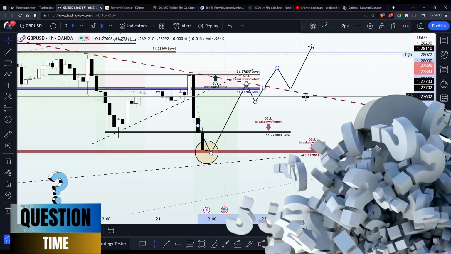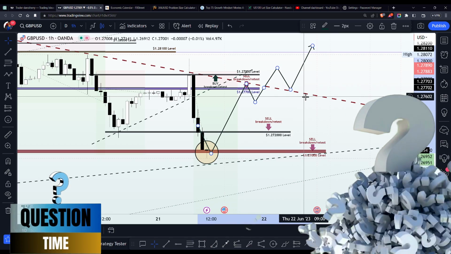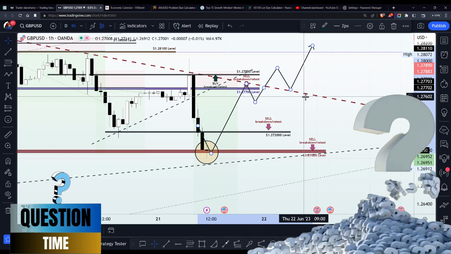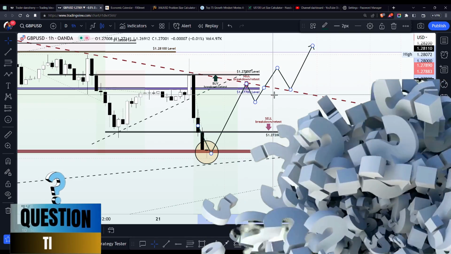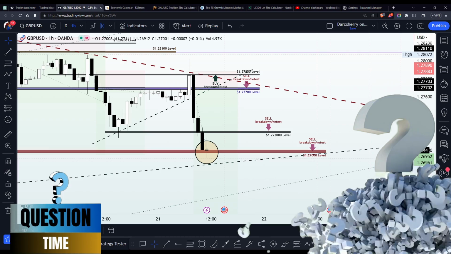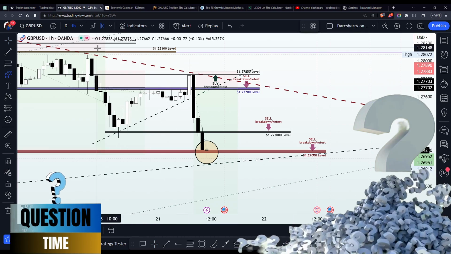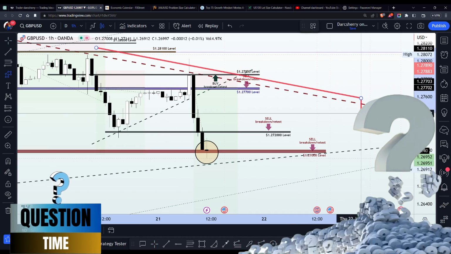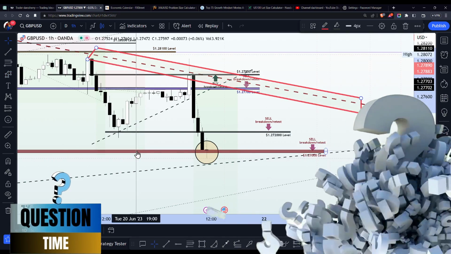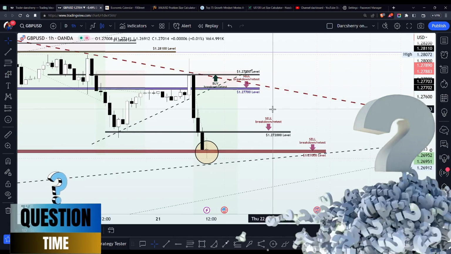I want to see price action take out the bearish trend line, the red thick line on your screen, before I want to start considering buying the GBPUSD. But as long as price remains below that trend line, we will have no other choice than to look out for selling opportunities below the structure. So that's what I'm simply explaining here. I hope I made myself clear.